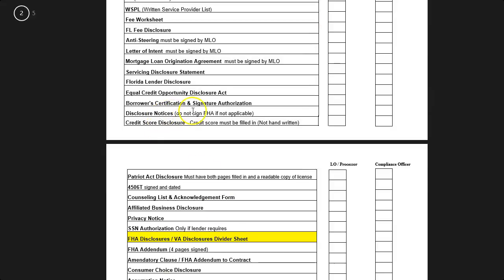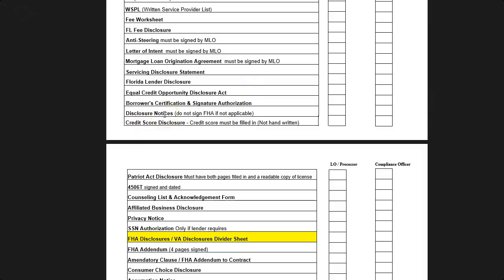The borrower certification and signature authorization. This is important when you need to be able to provide the lender a verification of employment, and you need the borrower to complete this information so that you can provide this to whoever you need to complete the verification of employment, since sometimes there's third-party companies that do this for the borrower's employer.